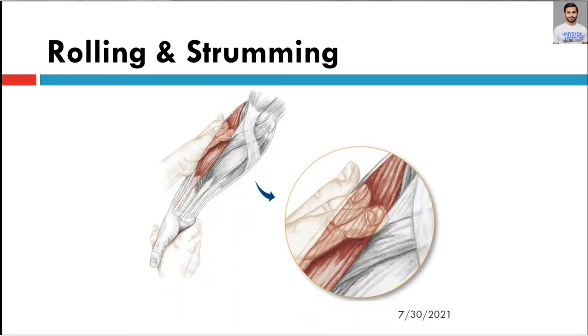Sometimes you have to roll and strum like the strings of a guitar. So you can roll a tissue. This is very important if you are palpating smaller structures, and if you are trying to palpate the taut bands, very similar to when we are trying to palpate the taut band for the finding of a trigger point.